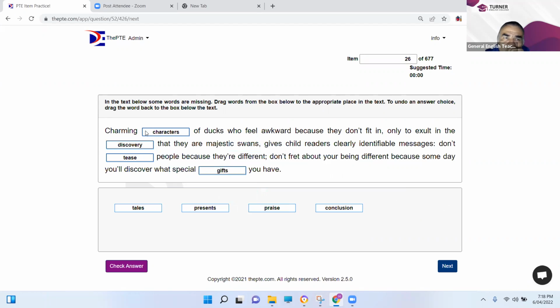First of all, number one, how about tails? Charming tales. Tales means a story, okay? Charming tales of ducks who feel awkward. This is the story of the ugly duckling. So charming tales of ducks, and then they exalt in the discovery that they are majestic swans, that they are not that ugly. If child readers clearly don't tease people, very good, because they are different, and someday you'll discover what special gifts you have. Very good.